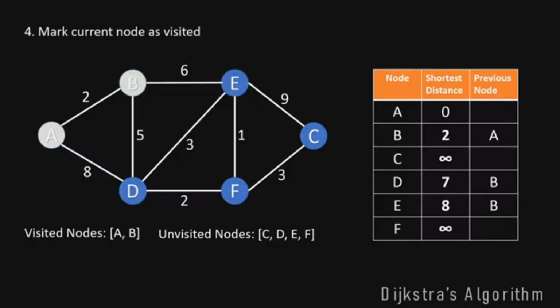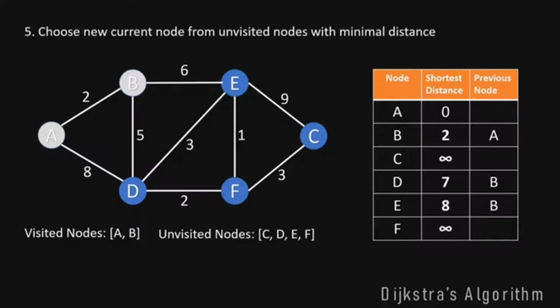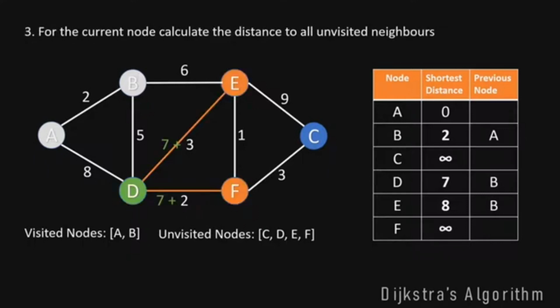This means we need to compare this 7 to our current value 8 in the table, and since 7 is less than 8, we set the current value for the shortest distance to 7, and we set the previous node to B. Now we have finished with B because we visited all unvisited neighbors of B, and we can mark B itself as visited in the next step.